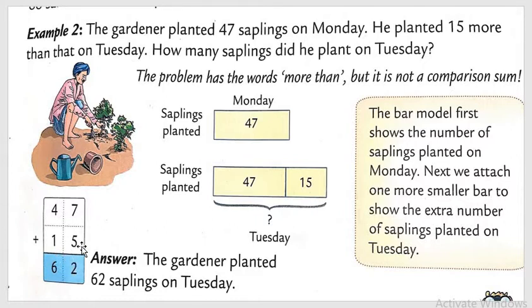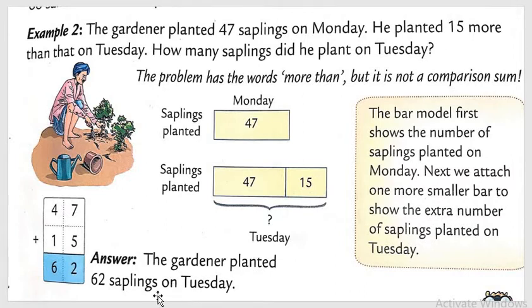47 plus 15. 7 plus 5, how many, all students? 7 plus 5 is equal to 12. So 2 here and 1 as a hidden form of the carry. Then we do the next step: 1 plus 4 is 5, plus 1 carry... 4 plus 1 is 6. So the answer is what? The gardener planted 62 saplings on Tuesday.